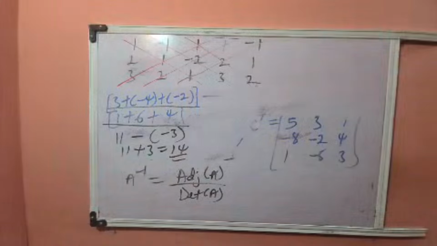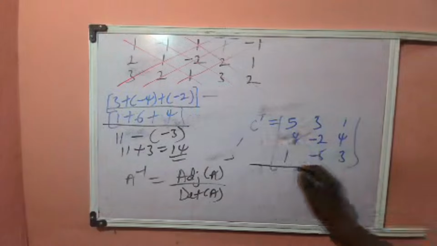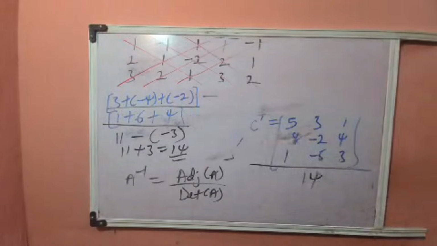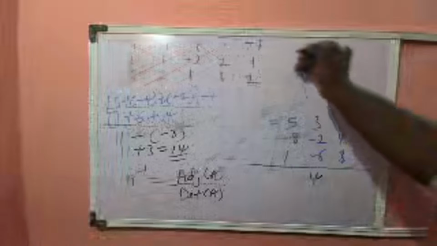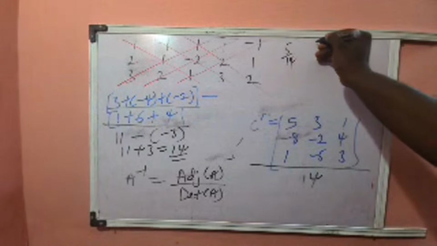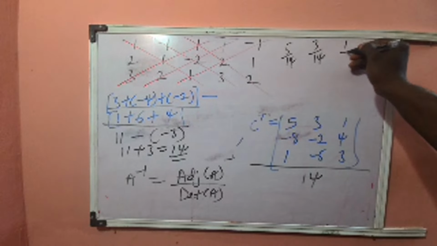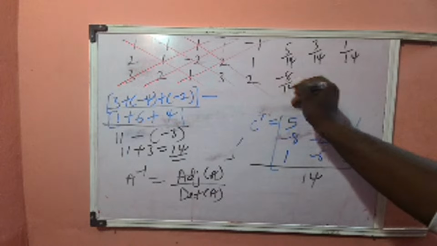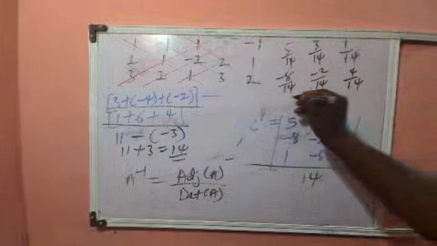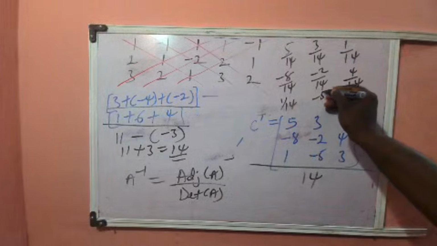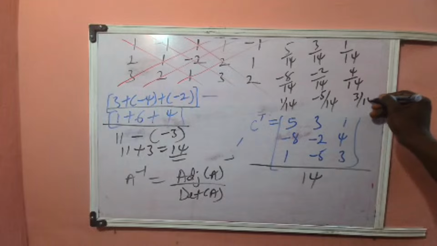Okay, so now the final thing to do for you to be able to get your inverse is going on to dividing all, this was your adjoint, you divide all this by the determinant of 14. And everywhere you are, what you have to do next is to divide each of them. So that will be 5 over 14, 3 over 14, 1 over 14, minus 8 over 14, minus 2 over 14, 4 over 14, 1 over 14, minus 5 over 14, 3 over 14.